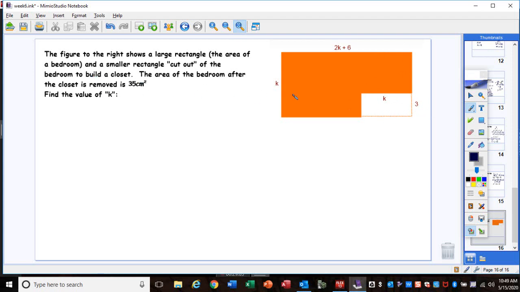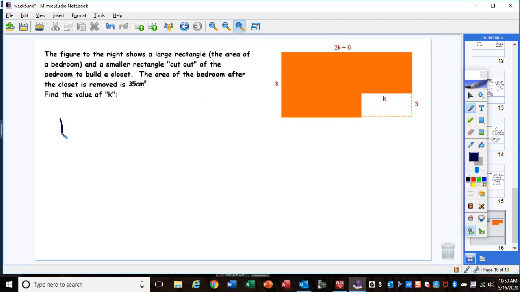The figure to the right shows a large rectangle, the area of a bedroom, and a smaller rectangle cut out. This is the rectangle here, cut out of the bedroom to build a closet. The area of the bedroom after the closet is removed is 35 centimeters squared. Let's find the value of k. So here's what we're going to do. We're going to find the area of the whole rectangle. Well, the area of the whole rectangle is going to be length times width.